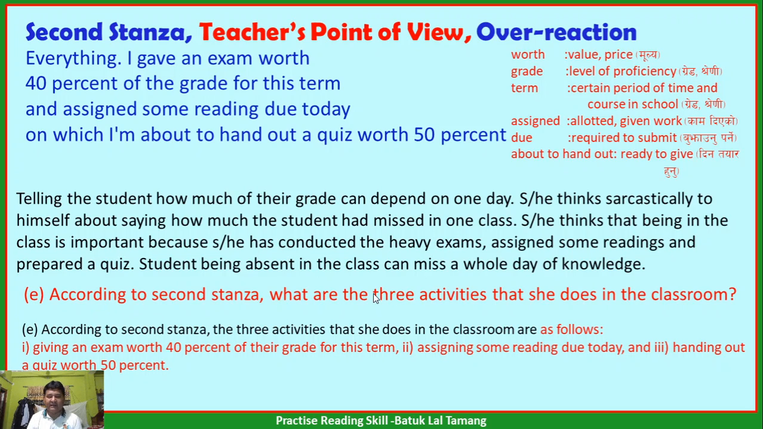According to the second stanza, the three activities that she does in the classroom are as follows. The first activity is giving an exam worth 40% of their grade for this term. The second activity is assigning some reading due today. And the third activity is handing out a quiz worth 50%.